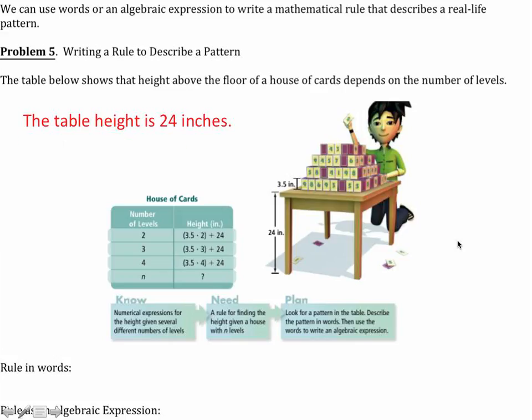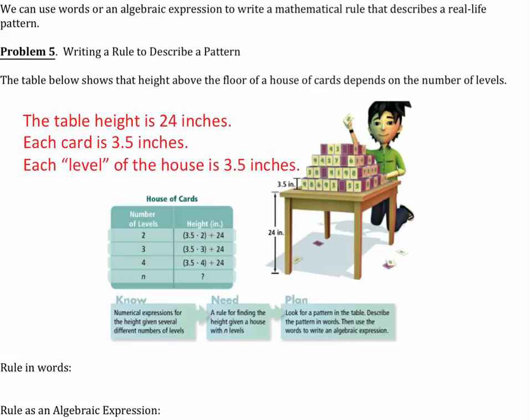The table height is 24. Each card is 3.5 inches, so each time I add a level, I'm adding one more card to that level, so I'm really adding 3.5 inches. If I look in the table here, when I have 2 levels, really what I had is 3.5 for the first level, 3.5 for the second level, plus the 24 for the table. And that's the same as 3.5 times 2 plus 24.